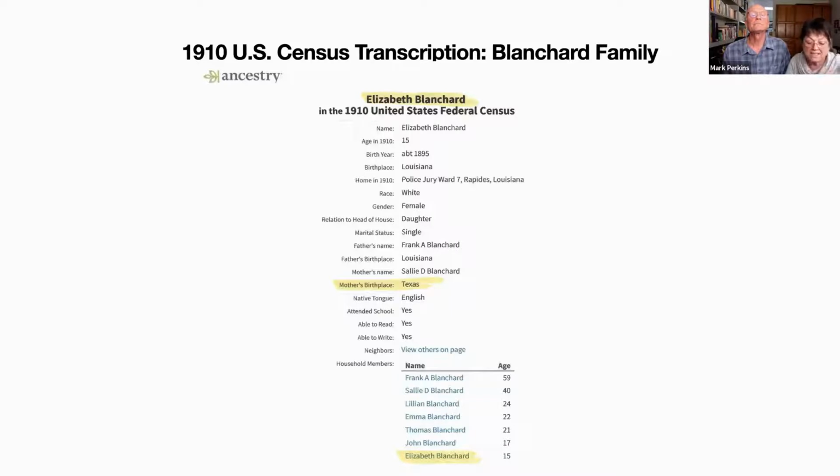So this is the 1910 census transcription for the Blanchard family. It has Elizabeth's name on the top, spelled correctly. If you look down, it says the mother's name is Sally Blanchard, and her birthplace is listed as Texas. So now we have two birthplaces for her, and we really don't know.